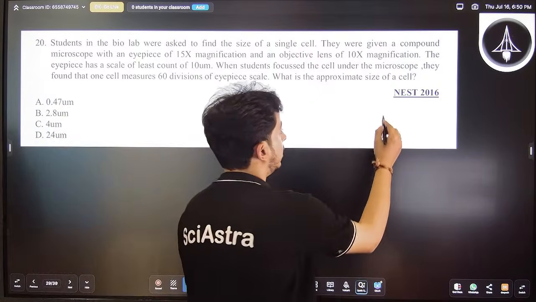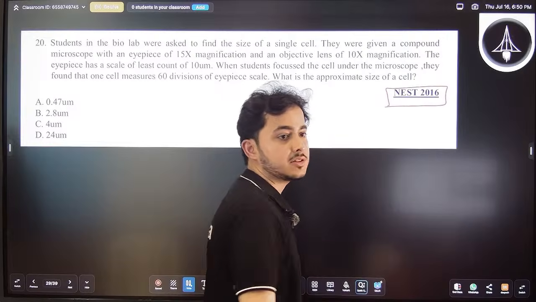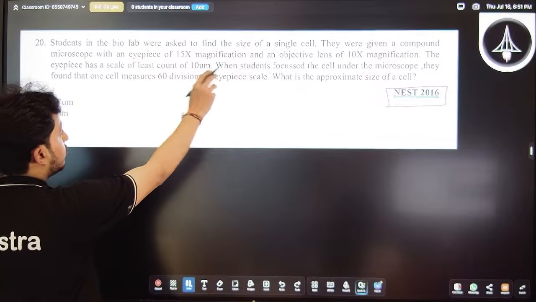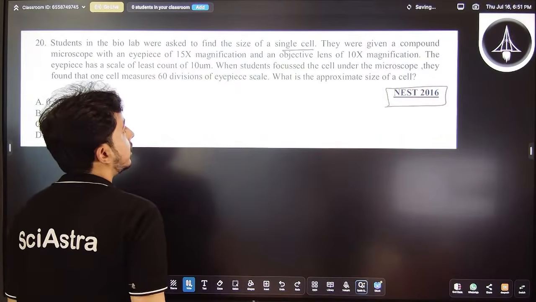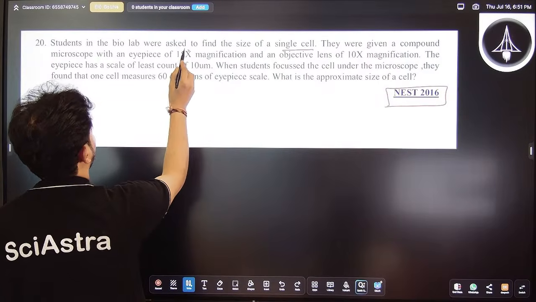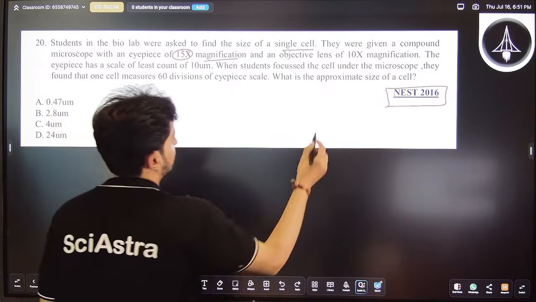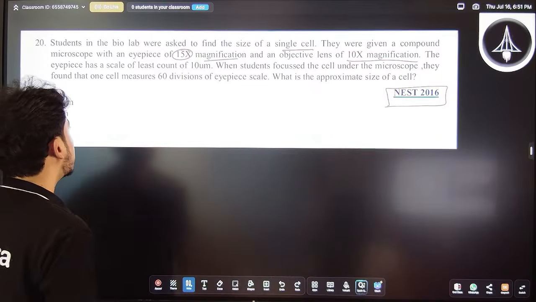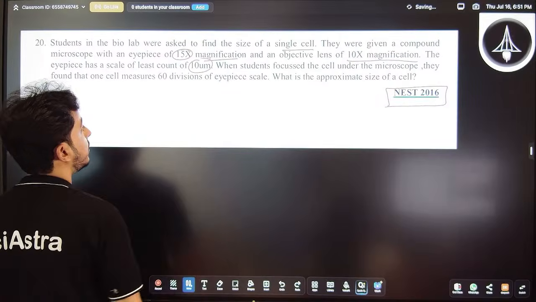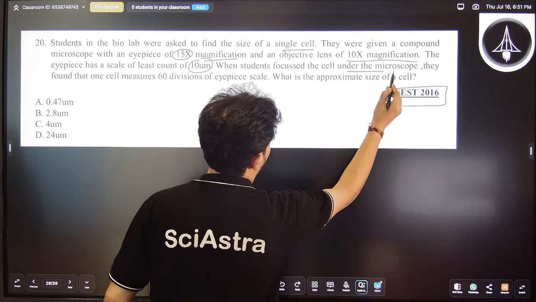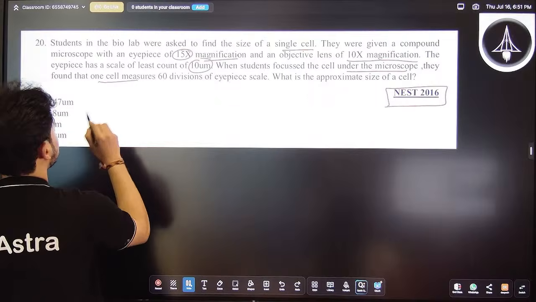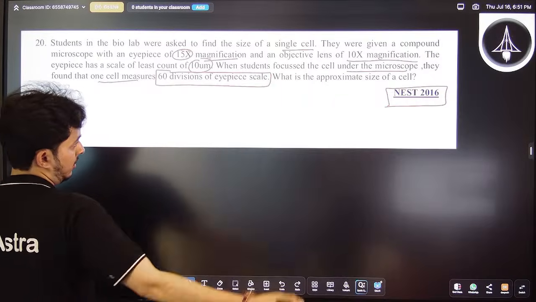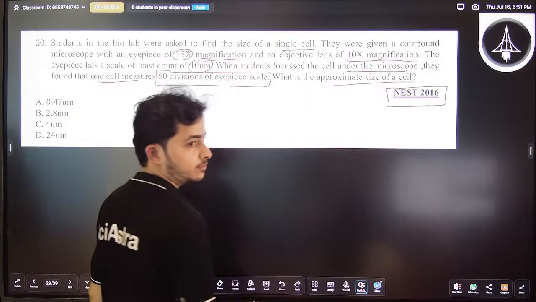On the microscope, this was asked in NEST 2016. The question is: students in the biolab were asked to find the size of a single cell. They were given a compound microscope with an eyepiece of 15x magnification and an objective lens of 10x magnification. The eyepiece has a scale of least count 10 micrometers. When students focused under the microscope, they found that one cell measures 60 divisions of the eyepiece scale. What is the approximate size of the cell?